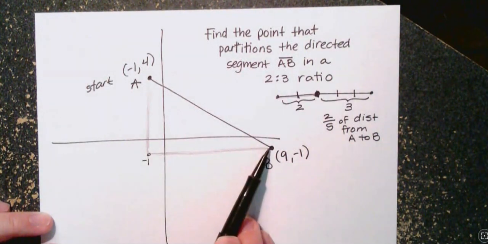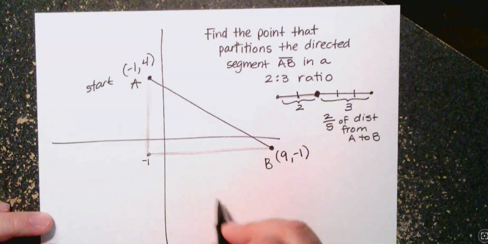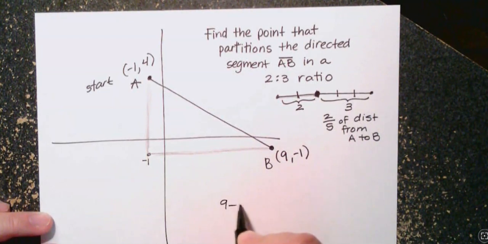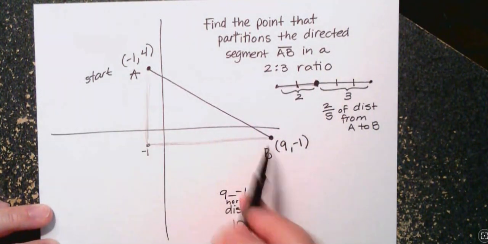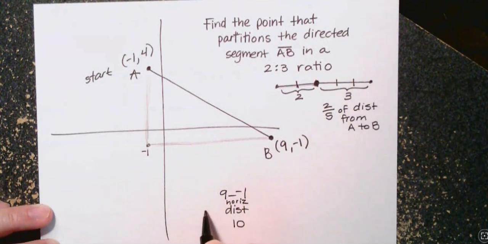Well, we can subtract 9 minus -1. So 9 minus -1 gives me the horizontal distance, which is 10. And I want to go 2/5 of that. So I'm going to do 2/5 of that distance.